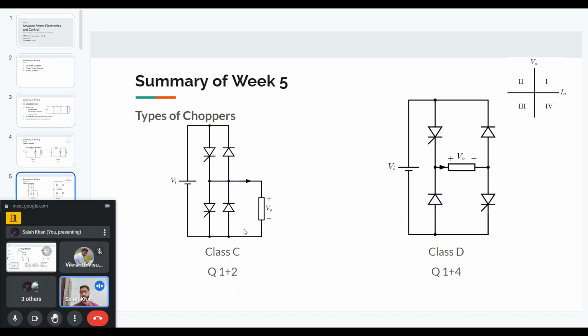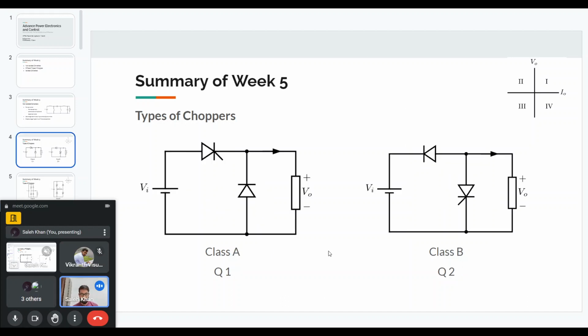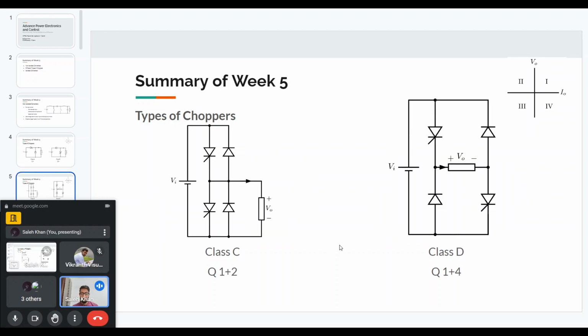So both of these are two quadrant choppers. The first two were single quadrant choppers, but with different quadrants of operation: quadrant 1 and then quadrant 2. So class C and D are two quadrant choppers: quadrant 1 and 2 for class C, and quadrant 1 and 4 for class D.